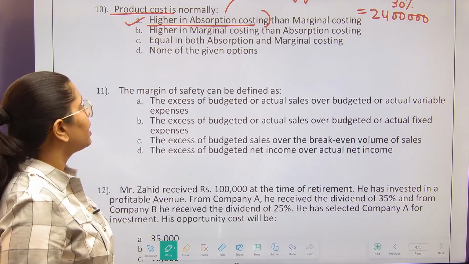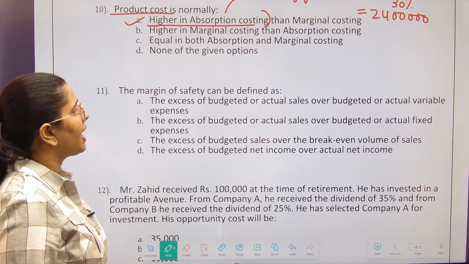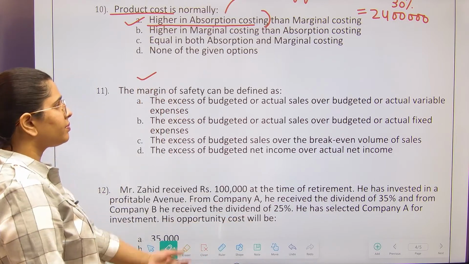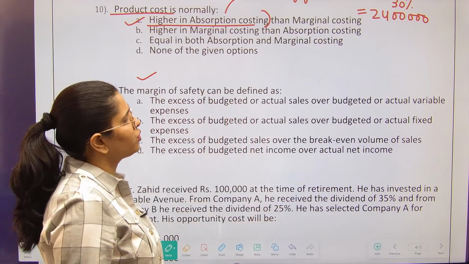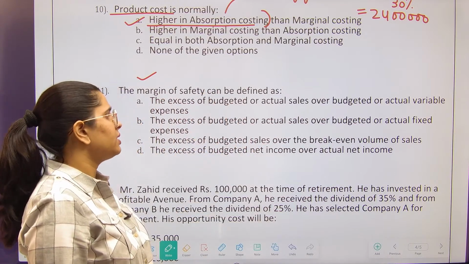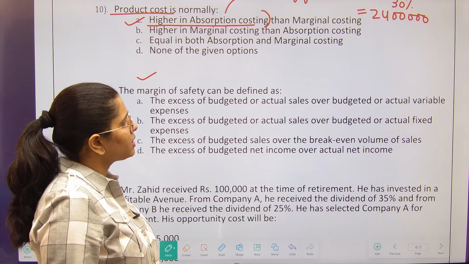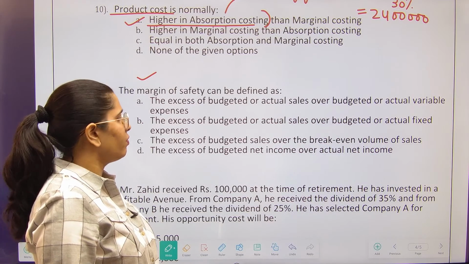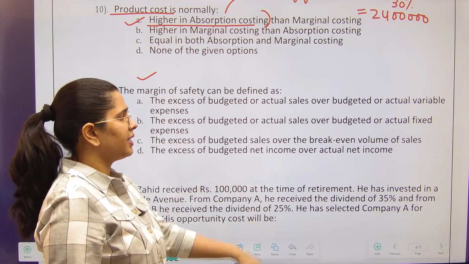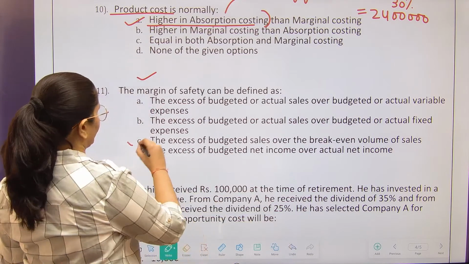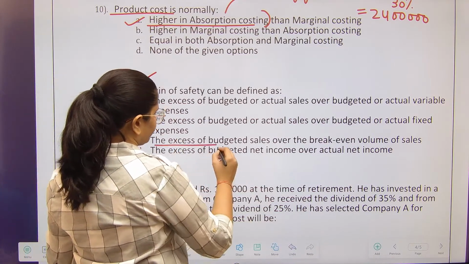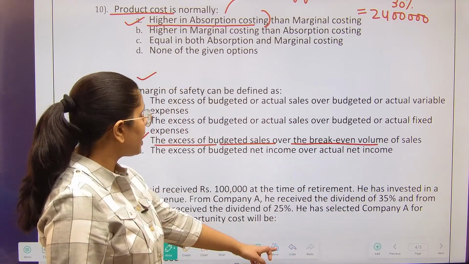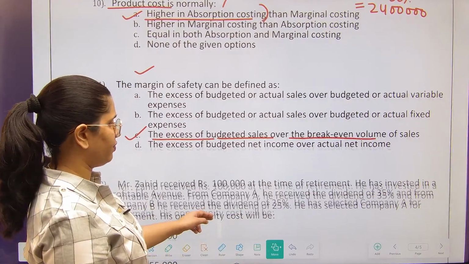Question number 11. The margin of safety can be defined as. What is my margin of safety? Just now we have studied. Excess of actual sales over variable expenses. No. Excess of budgeted actual sales over fixed expenses. Okay. Excess of budgeted sales over break-even volume of sales, and excess of budgeted net income over actual net income. So my option is this. Budgeted sales less break-even volume of sales. That's how I define my margin of safety.